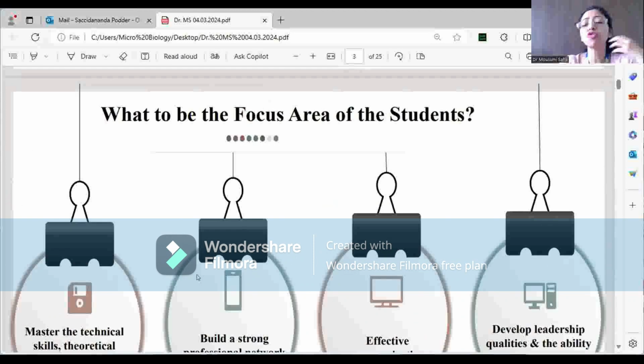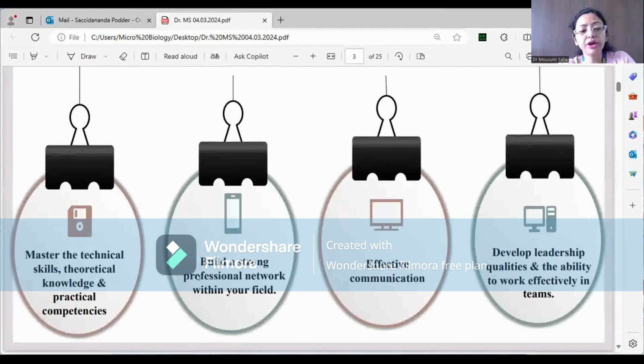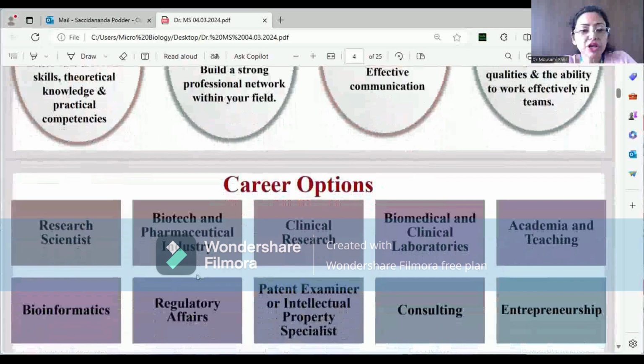Next, what should be the focus area of the student when we consider the commercialization of lab technique? As I have already told you, mastering the technical skill, theoretical knowledge and practical competency. This is very important to do the work effectively, so that you can build a strong professional network within your field.